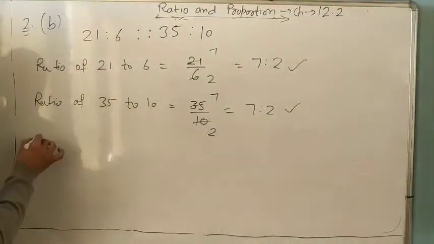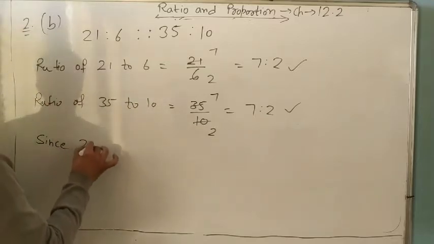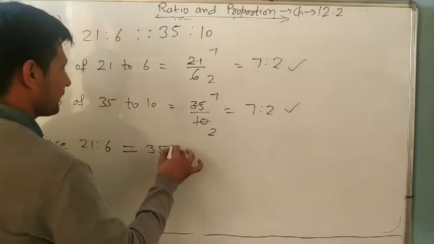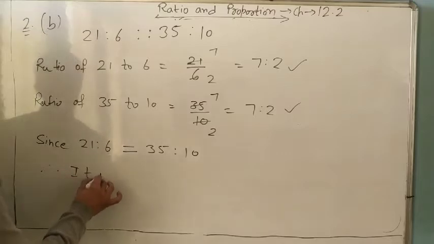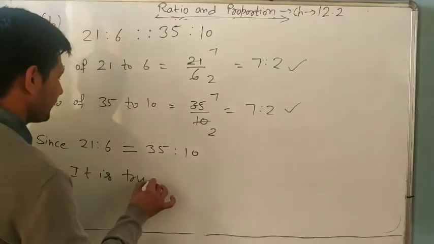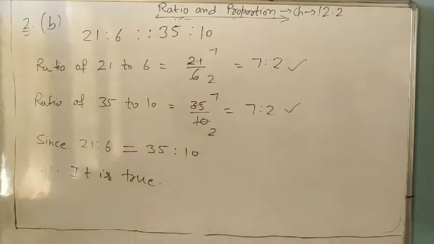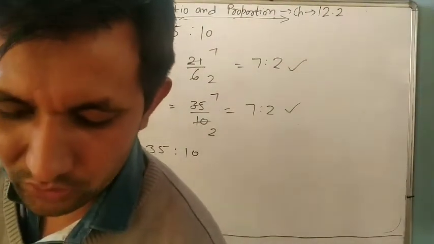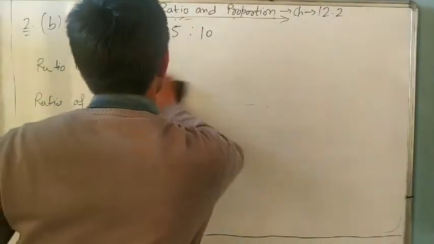So you can write: since 21/6 is equal to 35/10, therefore it is true. If they do not come equal, you can write they are false. Understand it? Very easy exercise, if you understand what is proportion. Okay. Next, third part, third question.